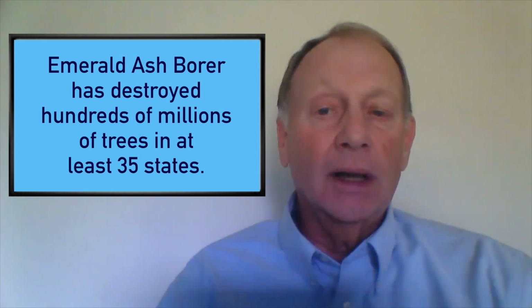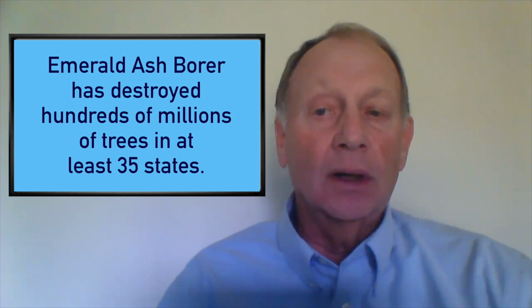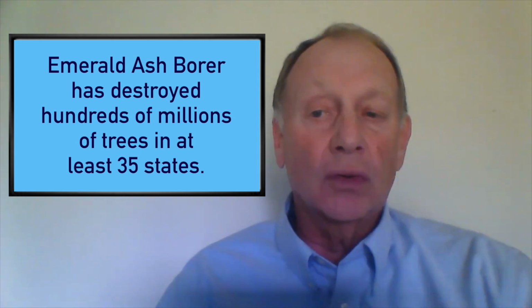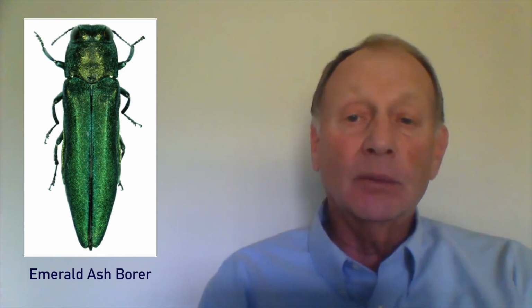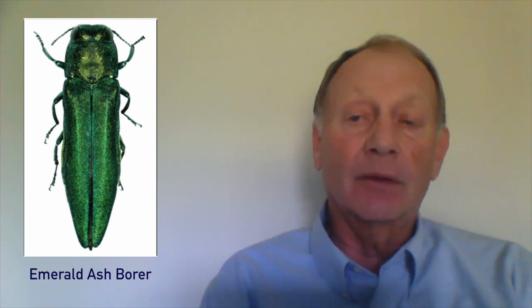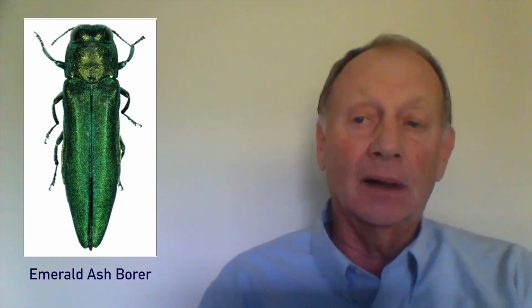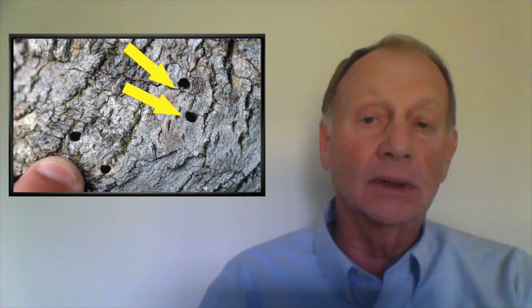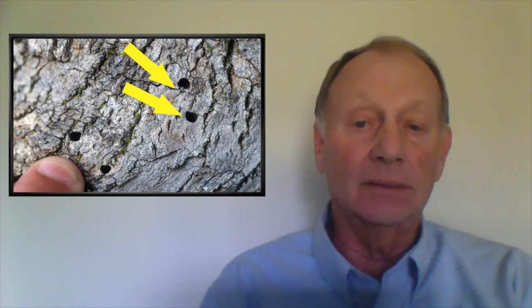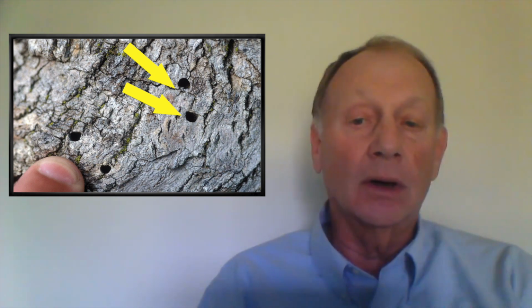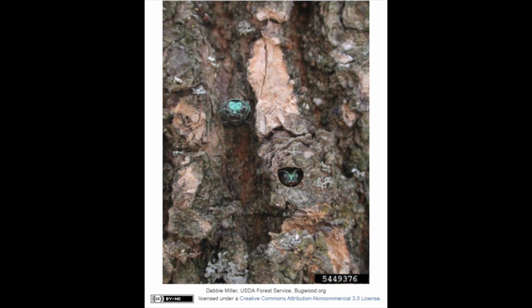So far, the emerald ash borer has destroyed hundreds of millions of trees in at least 35 states. The emerald ash borer gets its name from the deep emerald color of the adults and also the holes it bores into the tree during its life cycle. The emerald ash borer are killing our native ash trees.